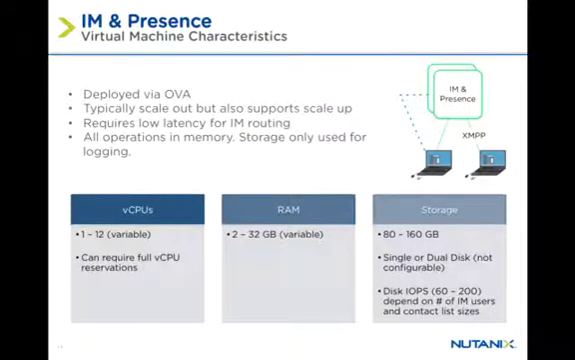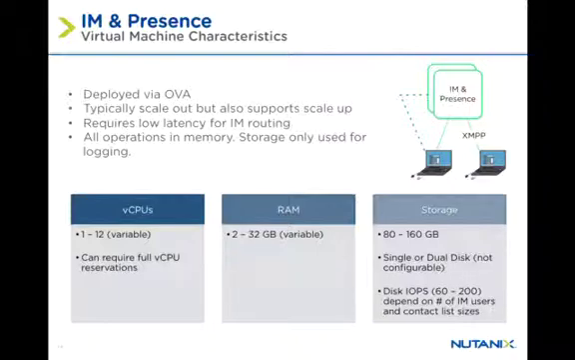Instant messaging and presence is the one that provides our chat services. This one is usually scale out as well. It's routing our chat messages, so it needs a lot of access to the CPU. But because it's routing messages, it needs low latency to do that. It keeps that routing database in memory. And storage is really only going to be used for logs and boot up.